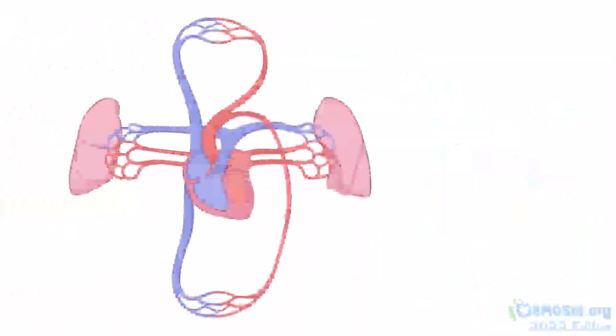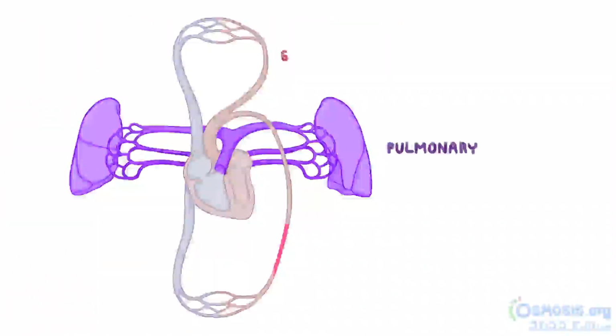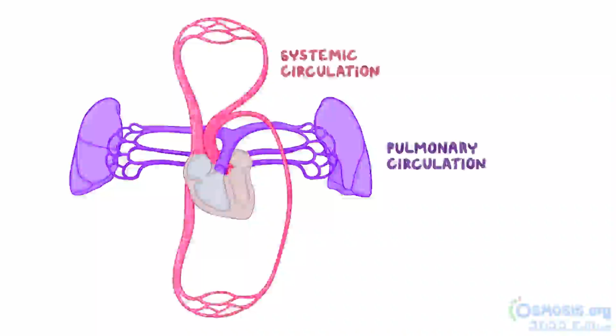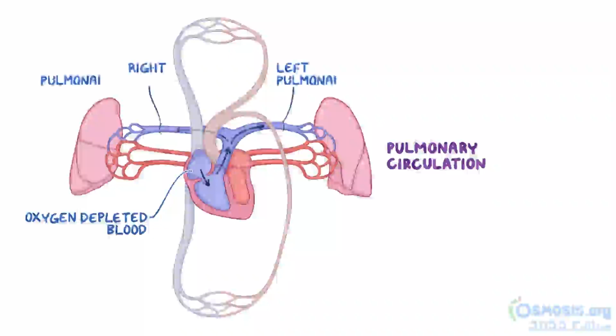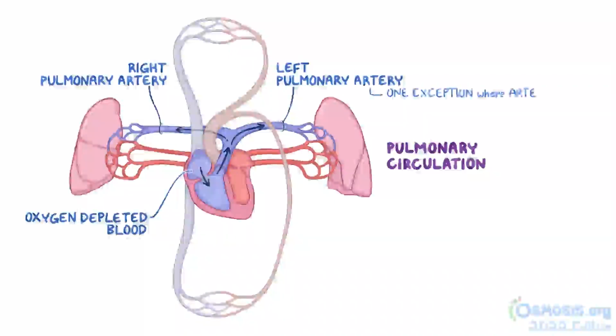Now, there are 2 main networks, called the pulmonary and systemic circulation, that allow for blood circulation between the heart and the tissues in our body. In the pulmonary circulation, oxygen-depleted blood from body tissues runs from the right atrium to the right ventricle of the heart into the right and left pulmonary arteries, which carry the blood into the right and left lungs. This is the one exception where arteries carry oxygen-depleted blood.